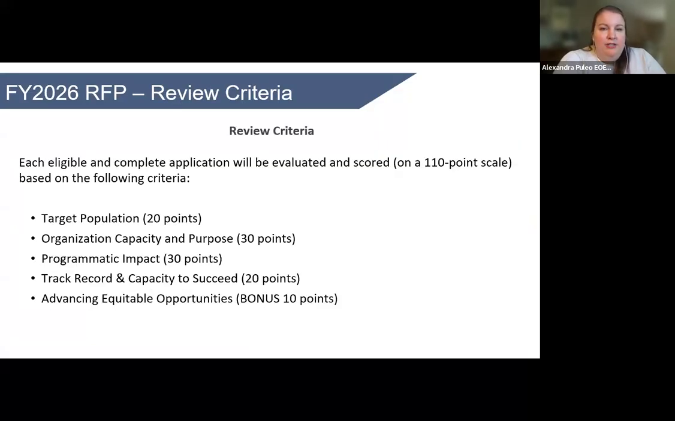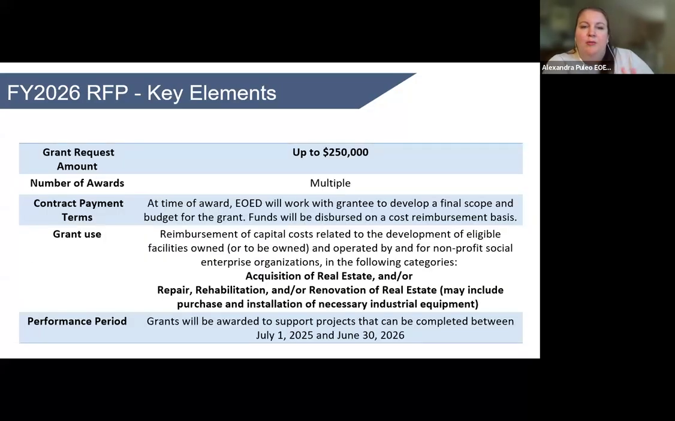So as we talked about at the jump, oh, sorry, can we go back just a second? We talked about at the jump a little bit, reimbursement of capital costs, right? So we're reimbursing for two types of programs, which is purchasing real estate or repairing, rehabilitating, or renovating real estate that's already owned by the social enterprise. And this can include purchase and installation of necessary industrial equipment. However, the equipment should not be the primary project, and the renovation should not be incidental to the equipment. The renovation should be the primary project, with the equipment being an aspect of it. The grant will be available for reimbursement of expenses between July 1st, 2025 and June 30th of 2026.